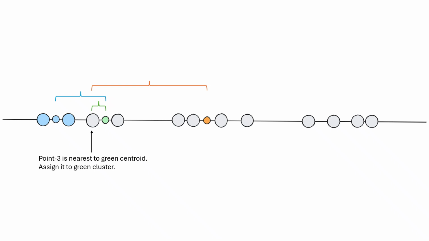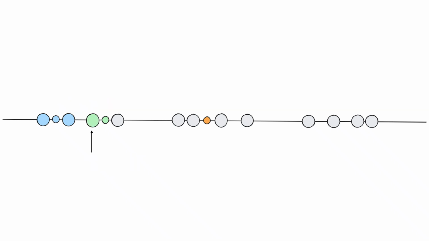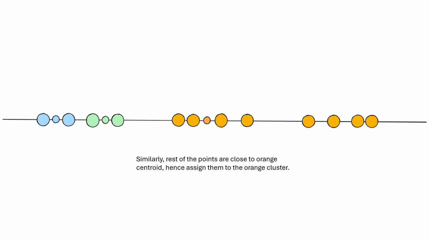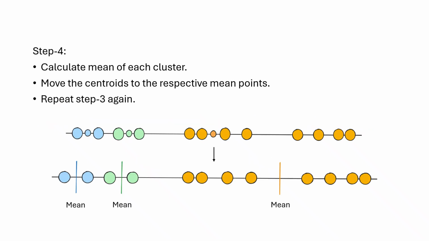Following the assignment rule in a similar manner, we will assign the next points to their respective closest centroids. The algorithm has successfully partitioned all the data points into three initial clusters based on which of the centroids they were closest to. However, the current centroids were just our random starting points.